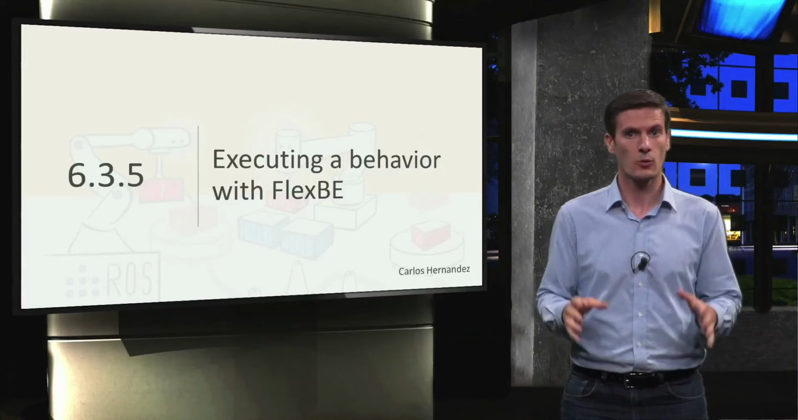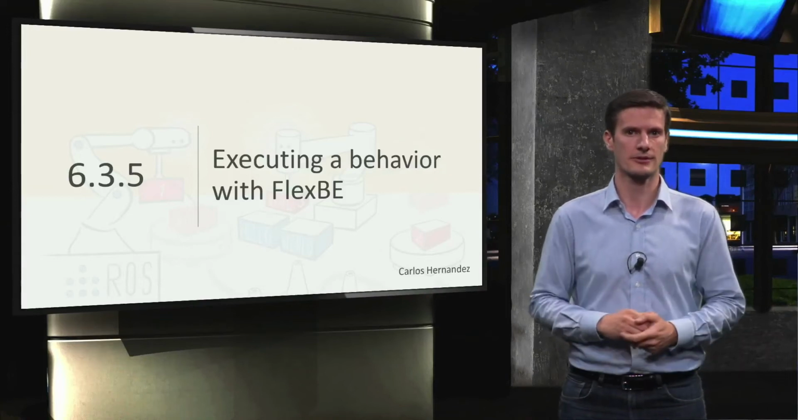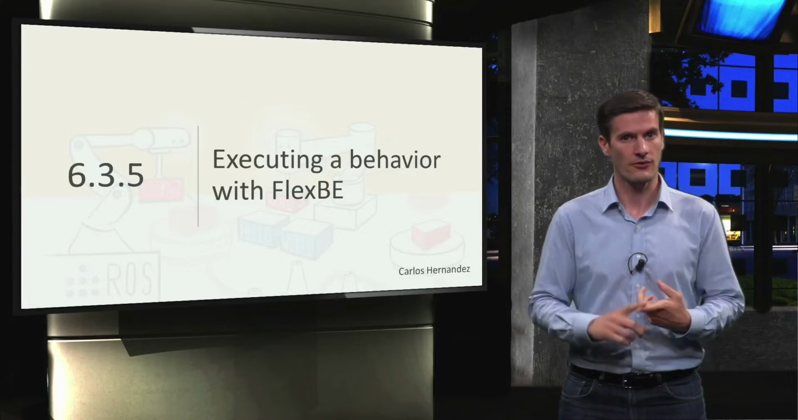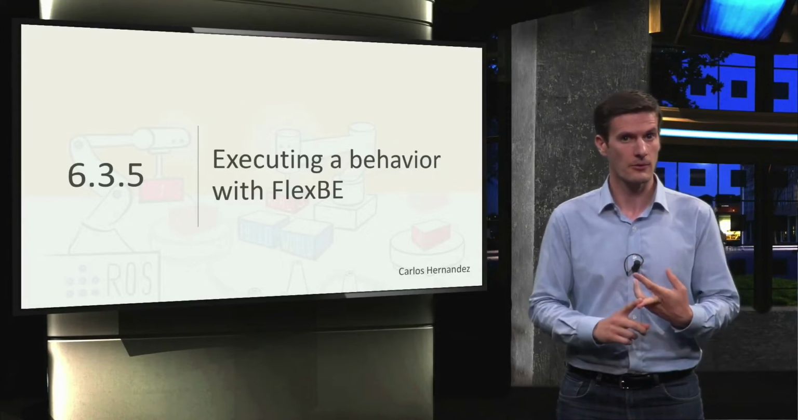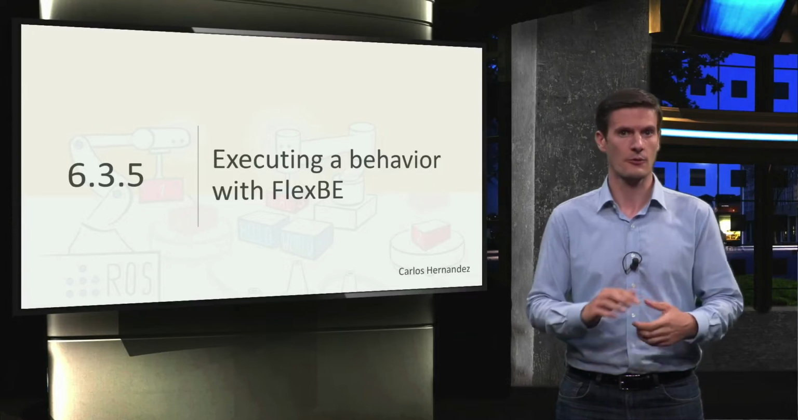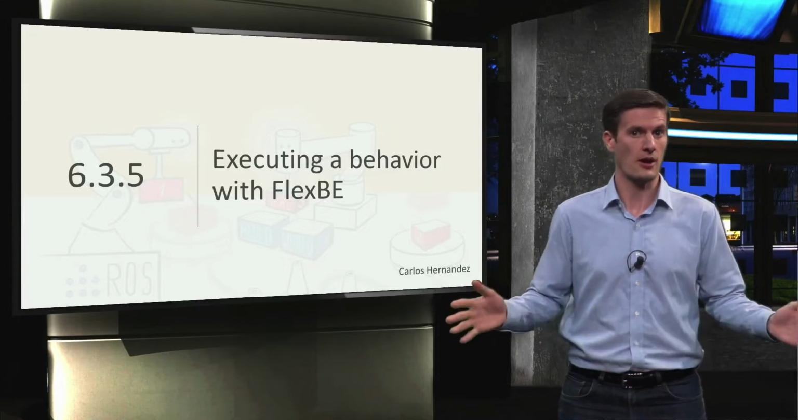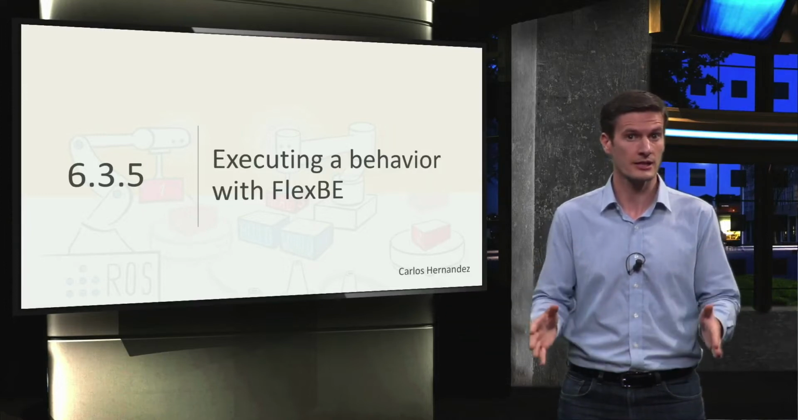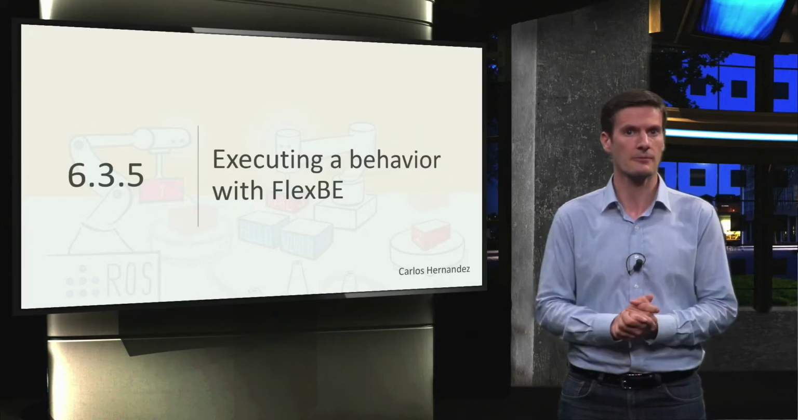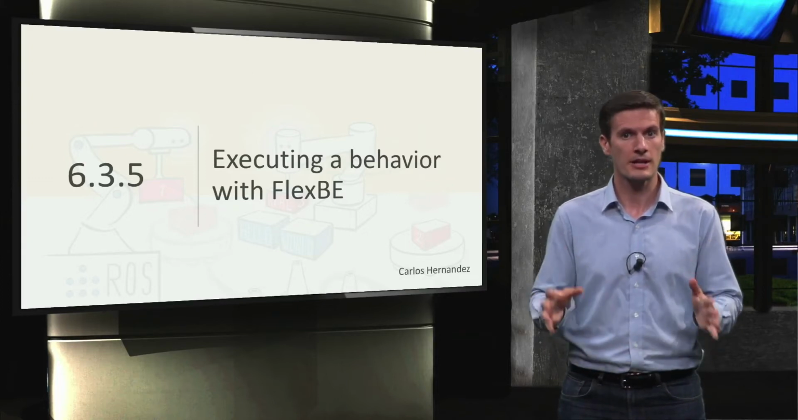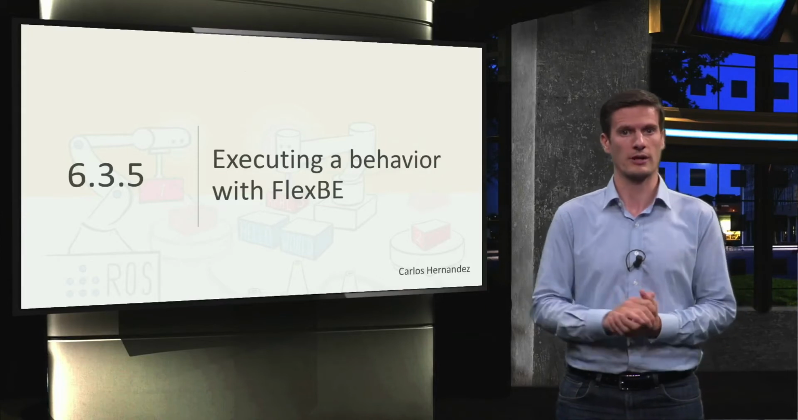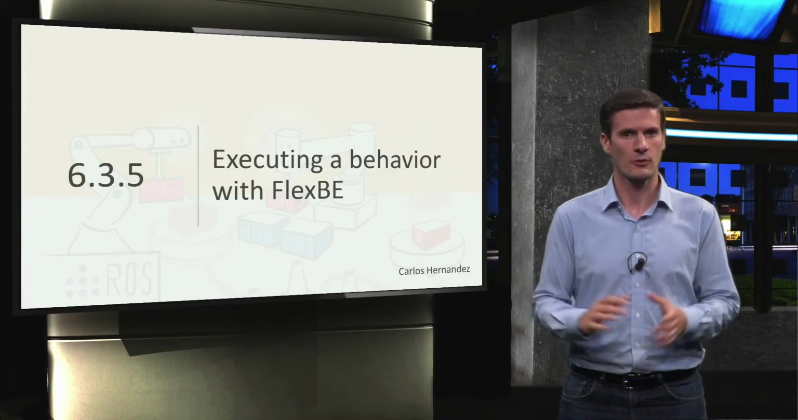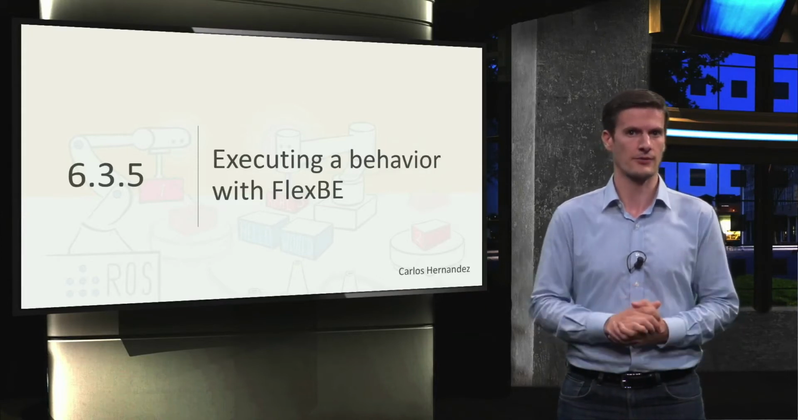In the previous video, we have completed our first behavior using FlexB. We defined the user data and behavior variables, and we configured the states in our state machine. So now it's time to see if we have successfully implemented the desired behavior, that is, pick a part from the conveyor belt with Robot1 in our factory. We will execute our FlexB behavior for this.